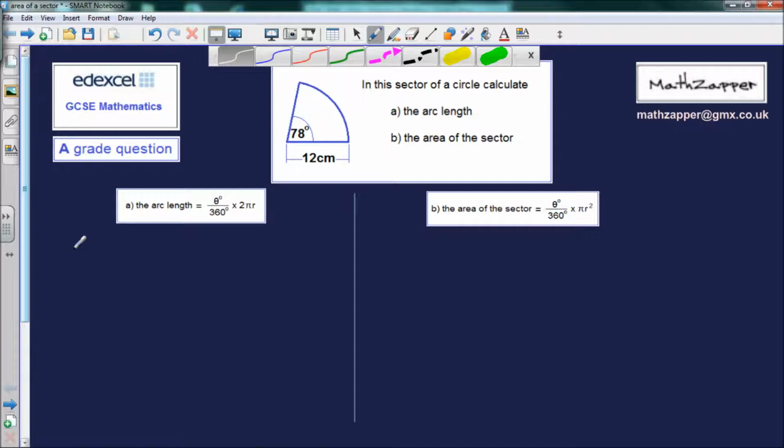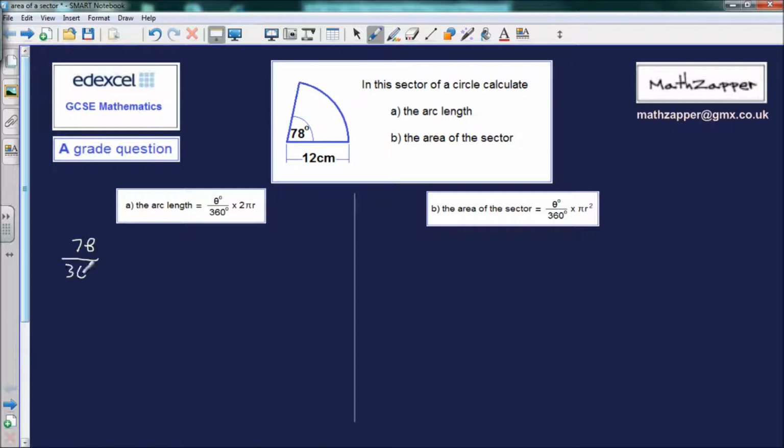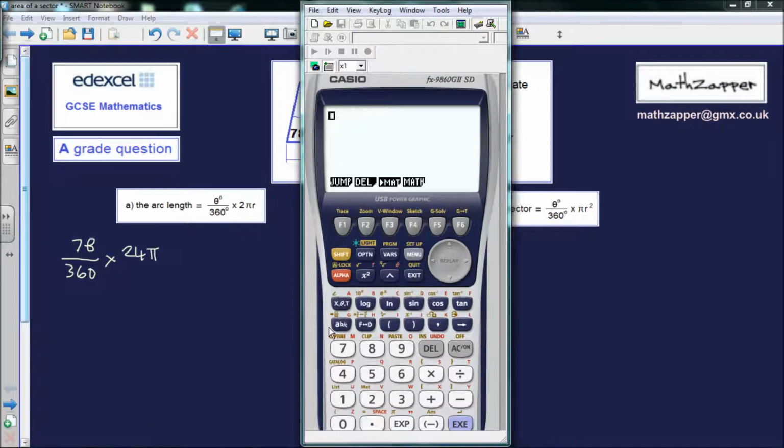So theta is equal to 78, all divided by 360, and we're going to multiply that by 2 pi r. Radius r is 12, 2 times 12 is 24, so multiply by 24 pi. Get the calculator up, and we have 78 divided by 360, all multiplied by 24 pi. And that gives us 26 pi divided by 5.